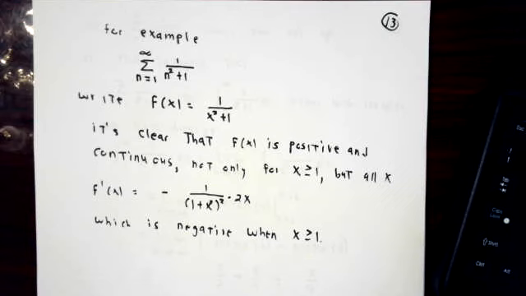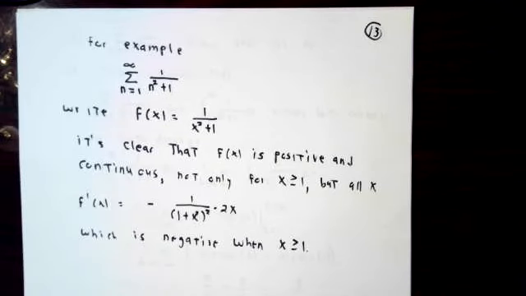The easiest example that I can think of is the sum from n equals 1 to infinity of 1 over n squared plus 1. The most obvious f function that I can think of is f of x equals 1 over x squared plus 1. It's pretty clear that this function is positive because x squared plus 1 is, and the reciprocal of a positive number is positive. Also, this function is continuous not only for the x's that we're interested in, but for all x's, because it's a rational function and the bottom is never 0 if x is real.